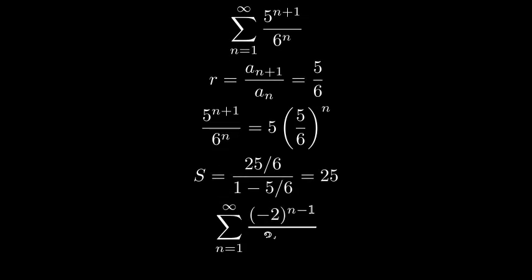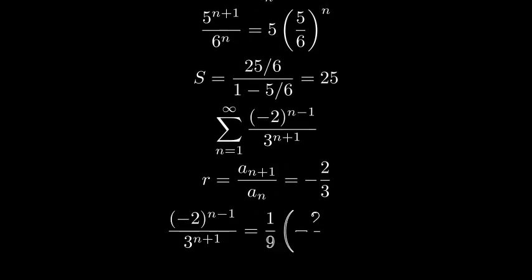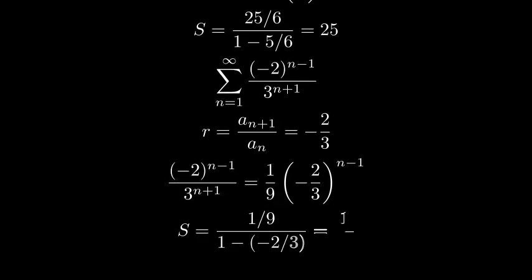Example 3. Sum from n equals 1 to infinity of (-2) to the n minus 1 over 3 to the n plus 1. The ratio gives -2/3. Rewrite as 1/9 times (-2/3) to the n minus 1. This converges because the absolute value is less than 1, and the sum is 1/15.